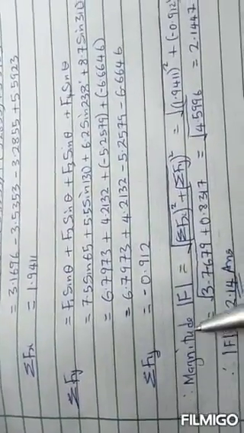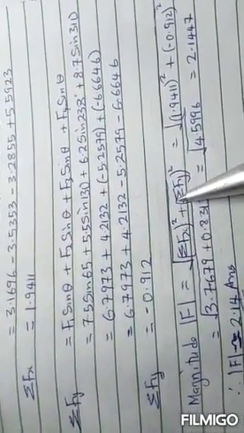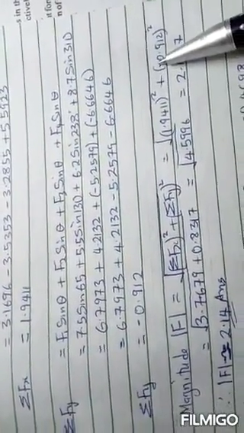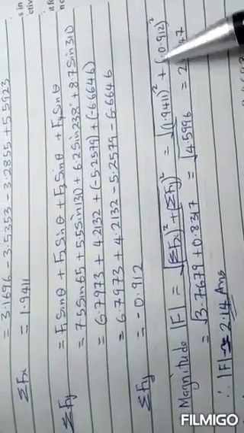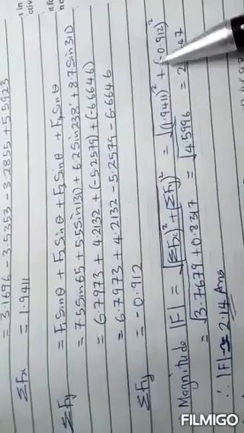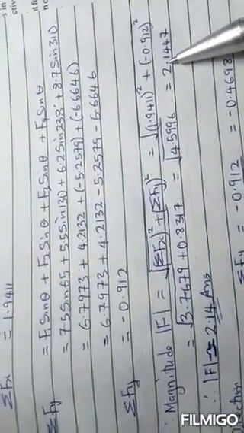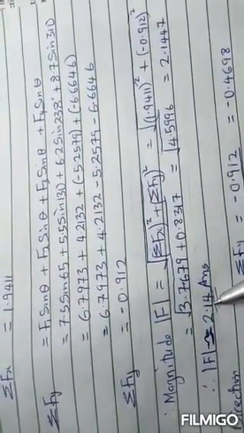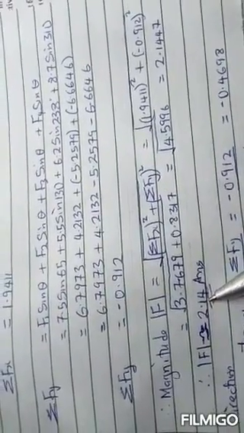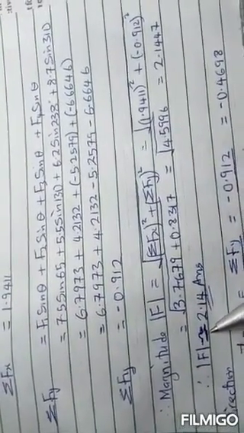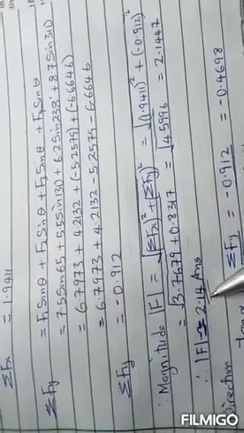So the magnitude from the formula earlier stated is this. Put your values, the sum of x and y components. So you have this as the magnitude. So the magnitude of the resultant force is 2.14, approximated to 2 decimal places.